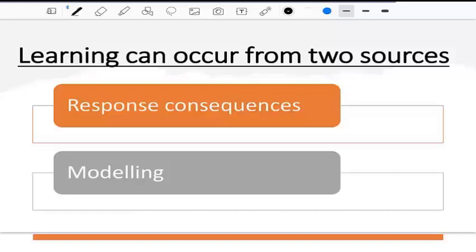Okay, so reinforcement facilitates learning, but it is not the essential factor for it. We can learn from seeing any model. Whomever you are observing, that is your model. Learning has its own origin in direct reinforcement of response or vicarious experiences. Learning can occur from two sources. These two sources are response consequences or modeling. Response is followed by consequences, and consequences lead to an effect.